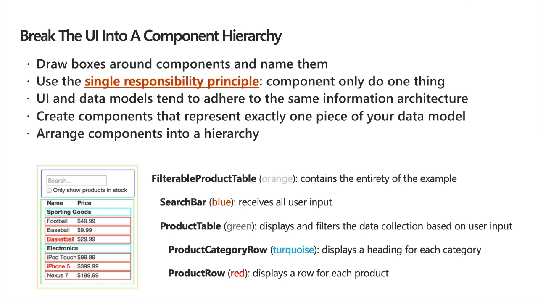However, if this header grows to be complex, like if we did things like sorting or filtering, it may make sense to make this its own product table header component. Now that I've identified the components in my little sample application, I'm going to arrange them into a hierarchy. That's going to be easy because components that appear within another component in the sample application should appear as a child in the hierarchy as you see here.